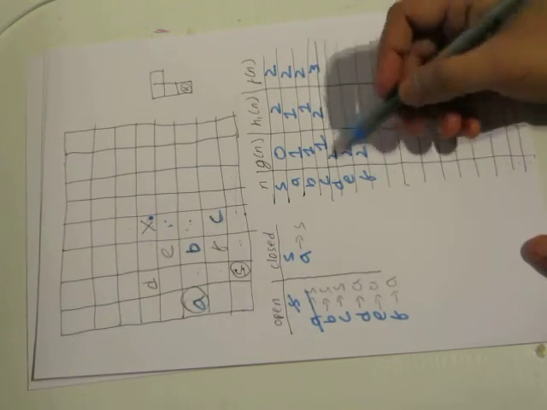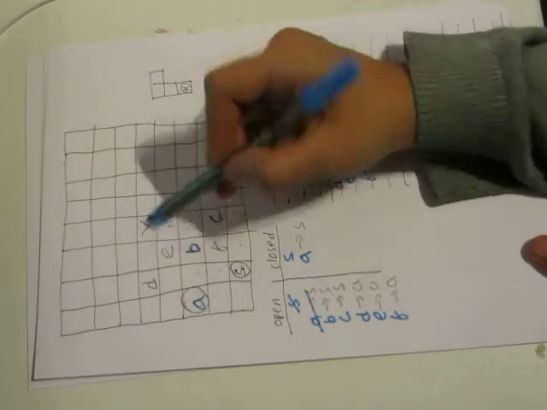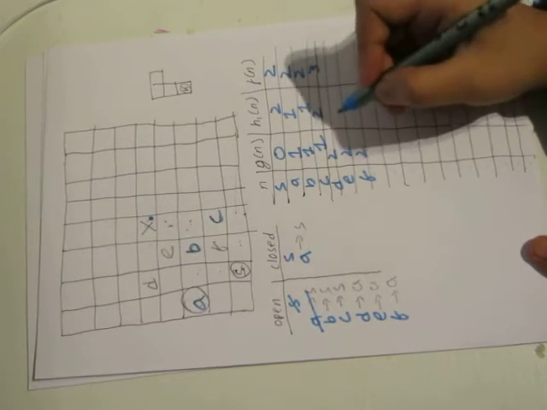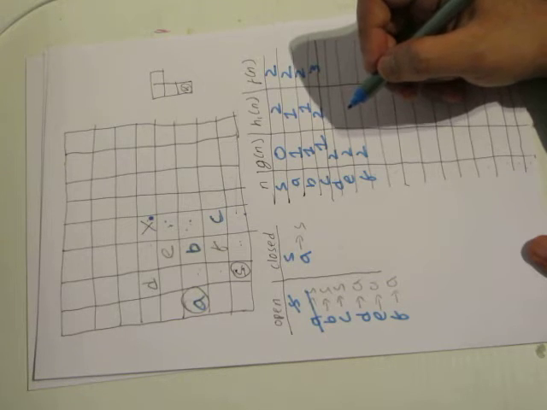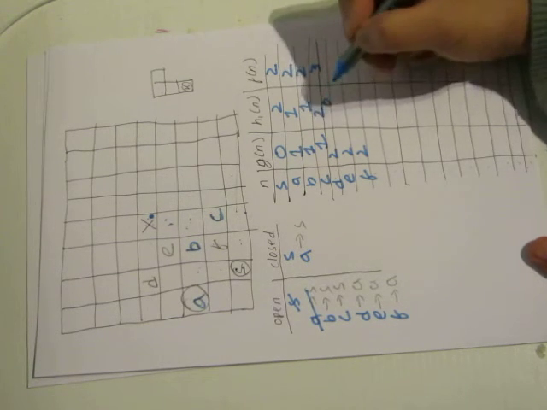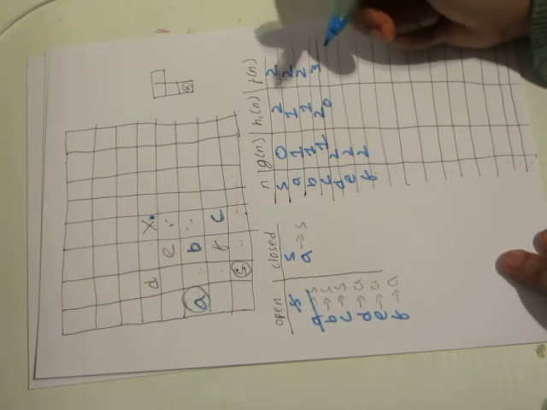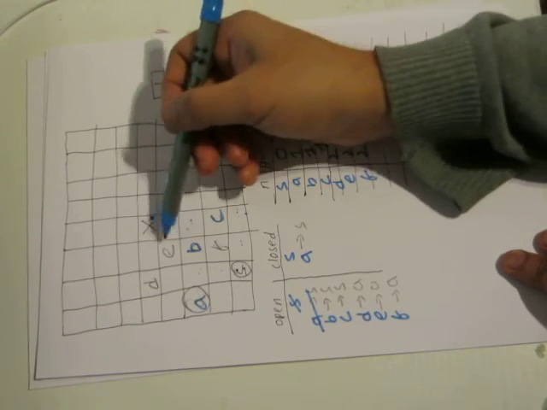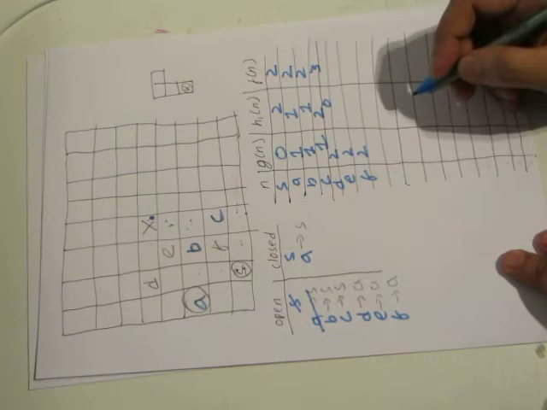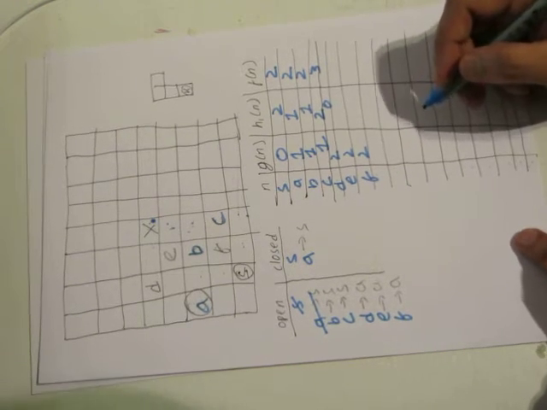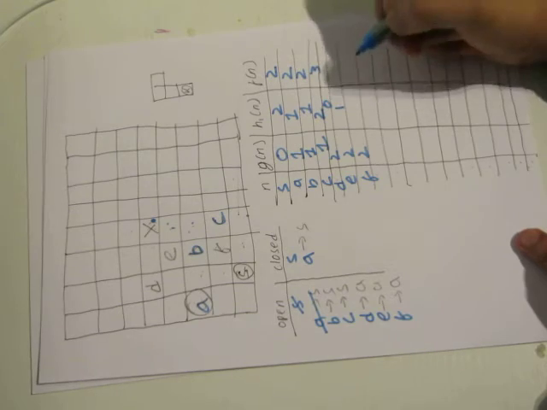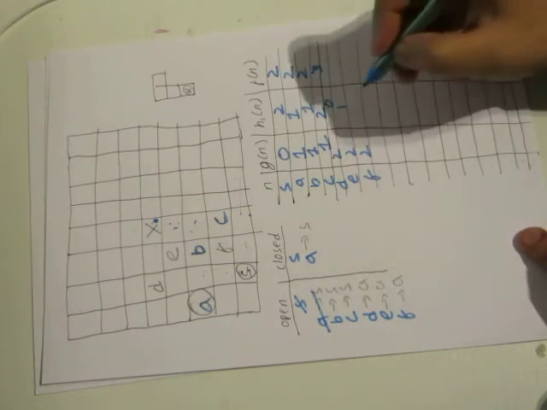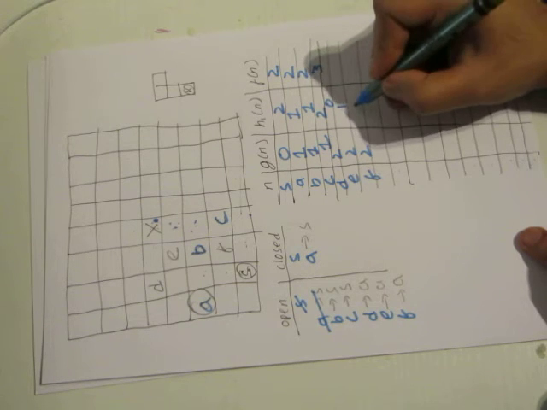And H1 of D: D is in the same line as X, so there is 0 distance between D and X, and it gives you 0 because 0 divided by 2 is 0. What about E? E is 1 distance away. 1 divided by 2 gives you 0.5, and when you do ceiling, it gives you 1. And what about F? F is 3 distance away, so 3 divided by 2 is 1.5, make it ceiling, gives you 2.